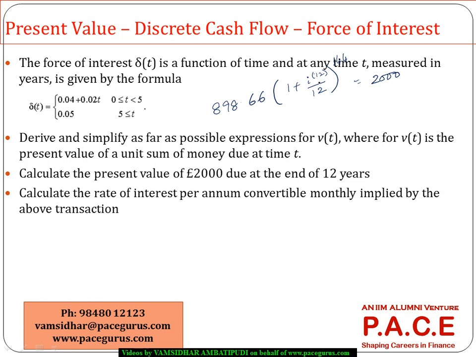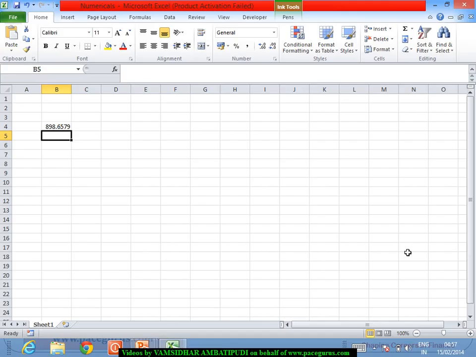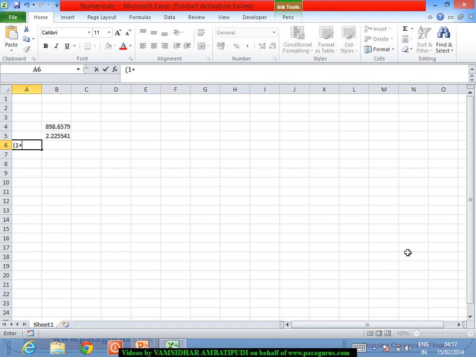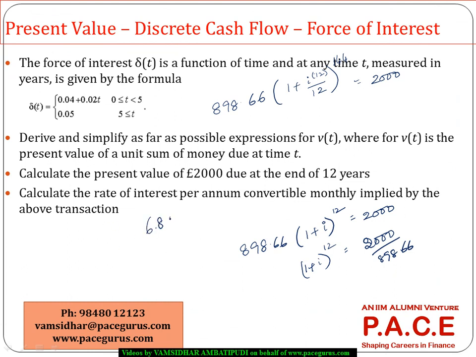Otherwise, it could have been first find out the annual interest rate I, and based on that you convert it into I12 monthly. Another way of looking at it: 898.66, I have invested for 12 years, and it has resulted in 2000. That is giving me the effective annual rate of interest. So I will get (1 plus I) to the power 12 is equal to 2000 divided by 898.66. So from here I can get 1 plus I, and this to the power 1 by 12 gives me 1 plus I, and I is coming out as this minus 1. So 6.89% is the effective annual rate of interest in this case.